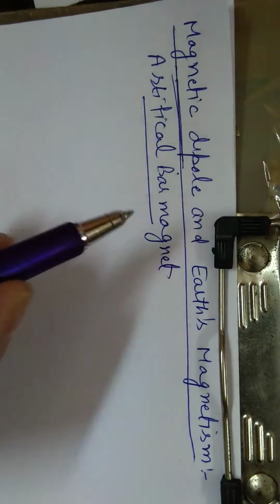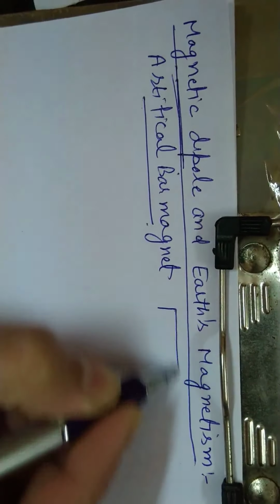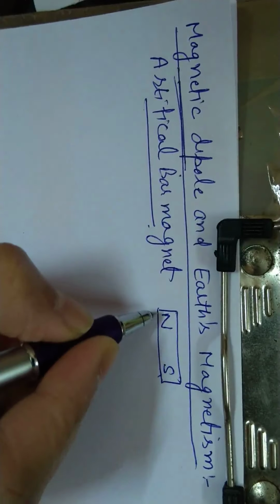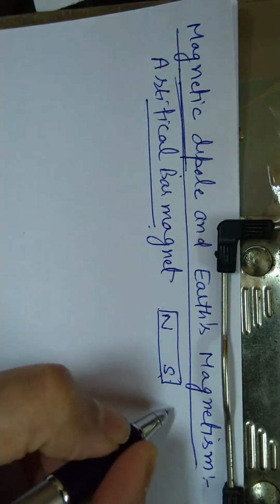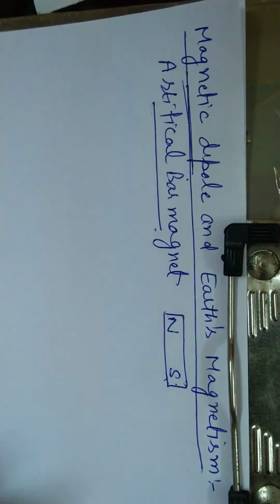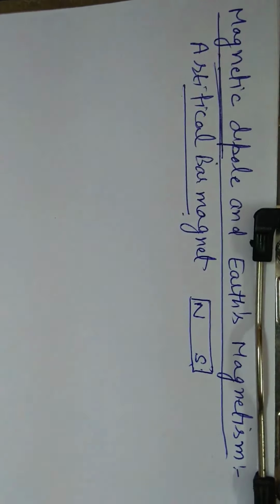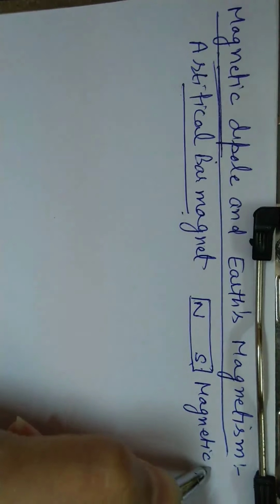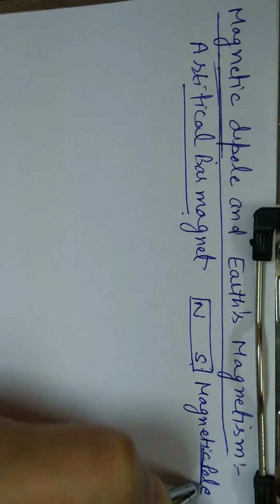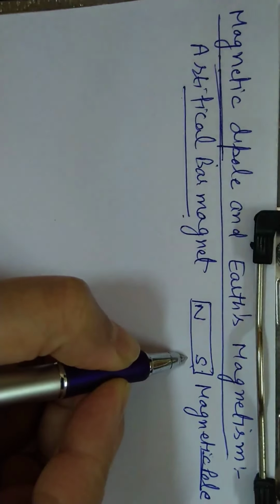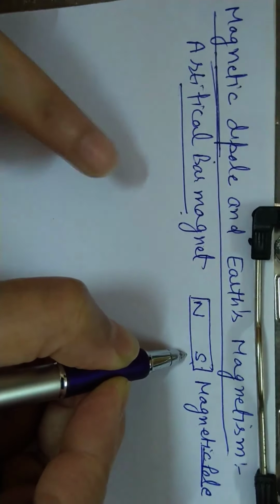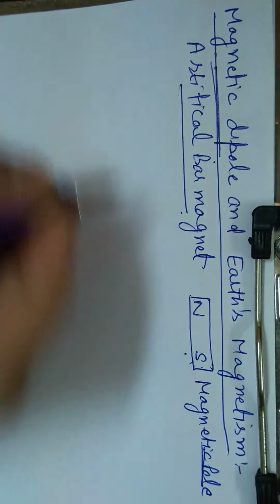The preferred regions of a bar magnet, this is the shape of a bar magnet, north and south poles. These preferred regions where the magnetic interaction is maximum are called the magnetic poles. This artificial bar magnet has the attractive property, directive property and inductive property.